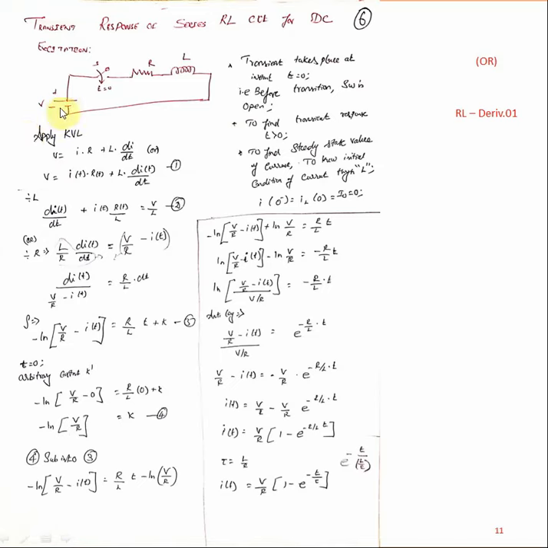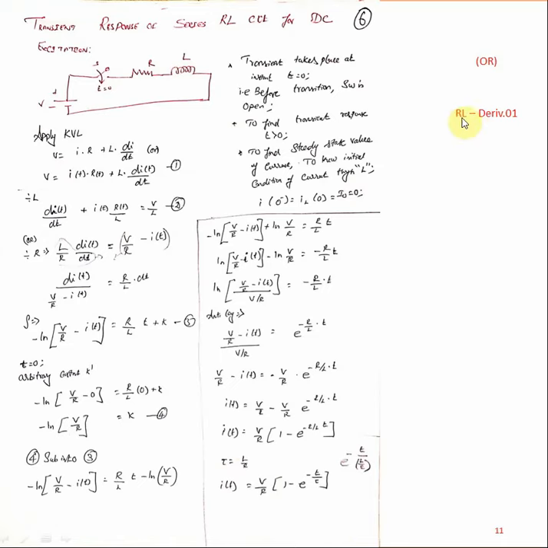DC excitation: you apply the DC excitation through the switch to R and L. These two elements, R and L, are connected in series. You apply the DC source, then write the equations. What is the final equation? You have to find i(t). That's all. This is your target: to find i(t).